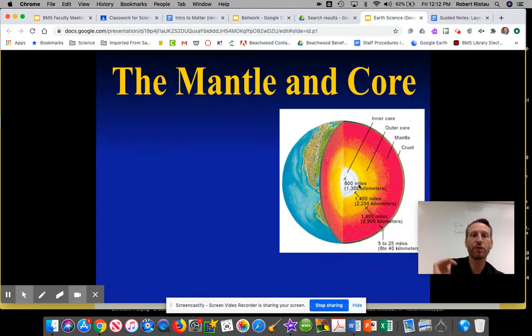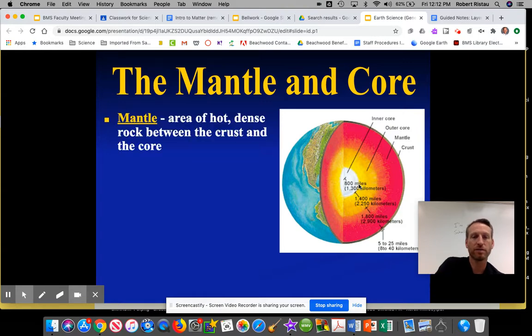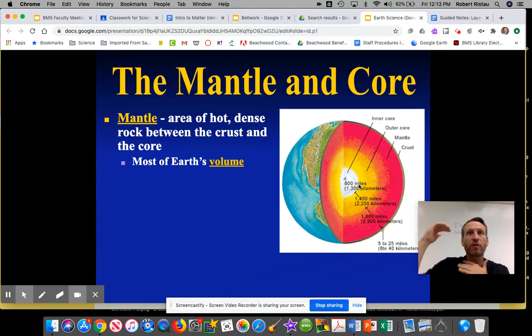Moving underneath the crust, we come to the mantle. Okay, the mantle. Mantle is also made of rock, like the crust is. It's hot. The rock is even more dense. That's why it's beneath the crust. The mantle takes up the most space of all the layers. Okay, so it has most of Earth's volume.